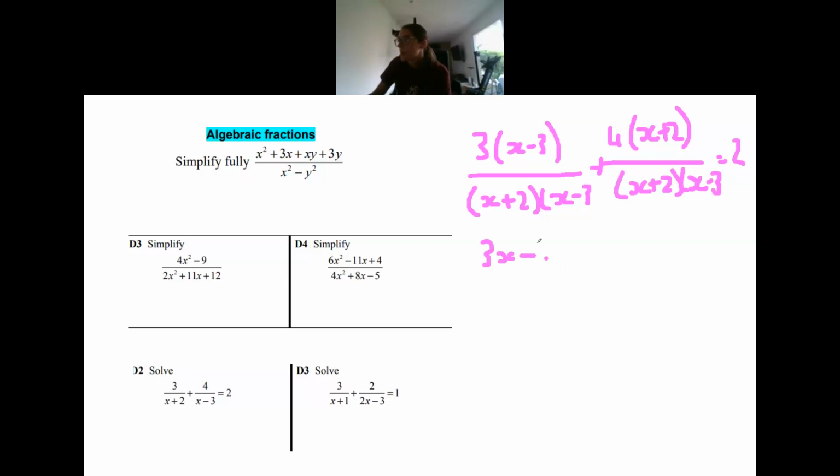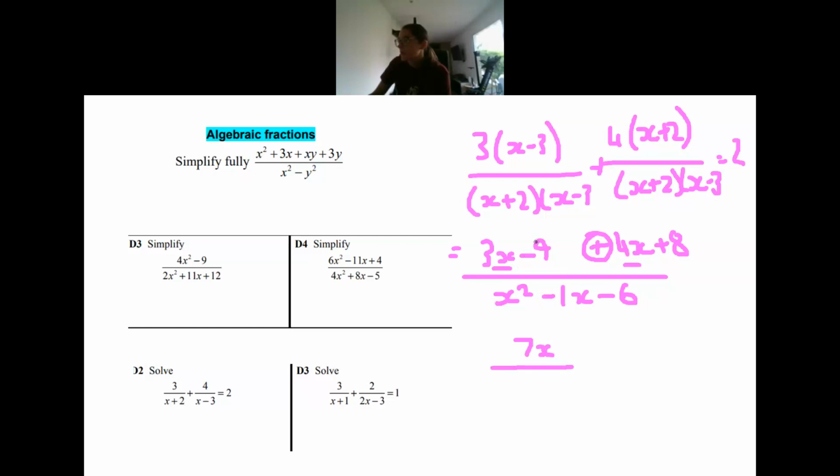3x minus 9 plus 4x plus 8. I'm just looking at the tops for a minute. That's all over x squared plus 2x minus 3x minus 6. I'm adding, so 3x plus 4x is 7x over, oh sorry, not finished. Minus 9 plus 8 is minus 1. And then that's over x squared minus 1x minus 6.